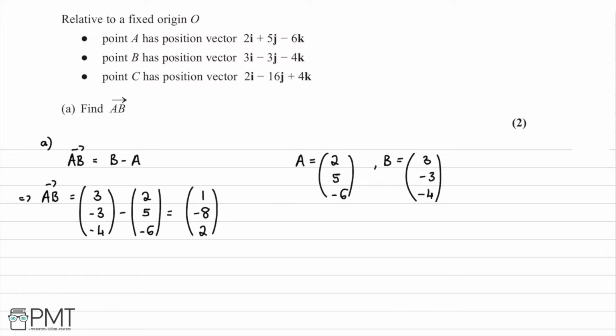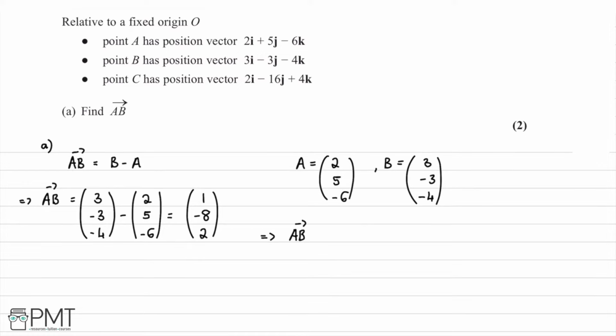So therefore, we can conclude that the vector AB, and we'll write it back in the form they give us in the question, is going to be equal to i minus 8 lots in the j direction, and then plus 2k. And that's us completed this question. It was worth 2 marks. We receive our first mark for knowing how to do the calculation and substituting in the vectors correctly, as you can see we did here, and then we receive the second mark for having the correct final answer.